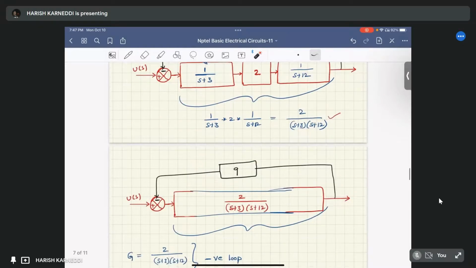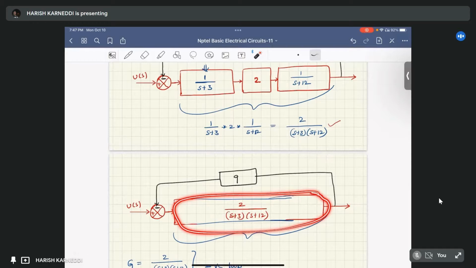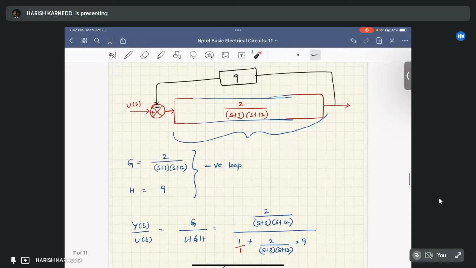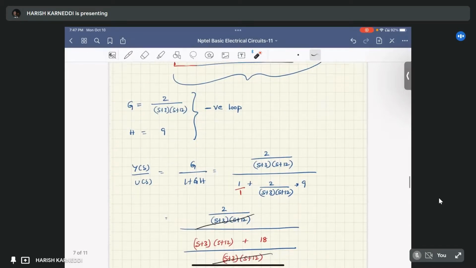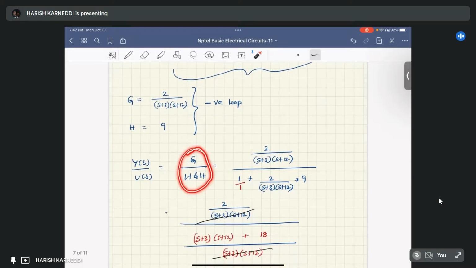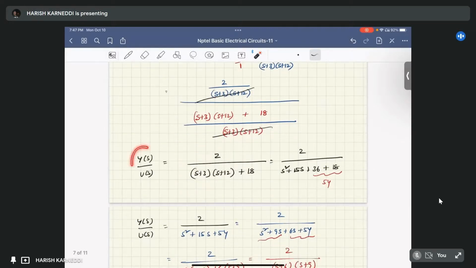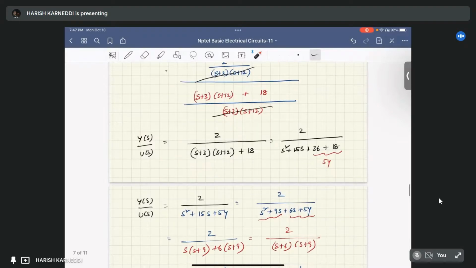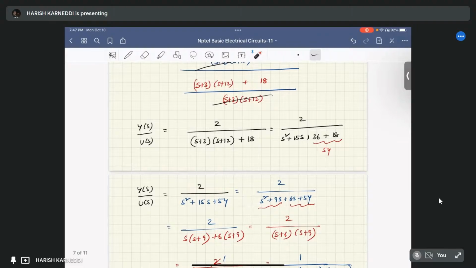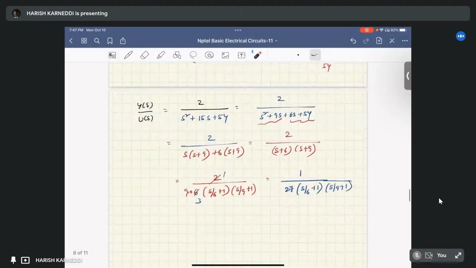We multiplied the gains and now we have one forward path gain and one feedback path gain of negative sign. It is a negative feedback path, so we can write G by 1 plus GH. By simplifying this, we get a closed loop transfer function which is 2 by s square plus 15s plus 54. You can simplify further.